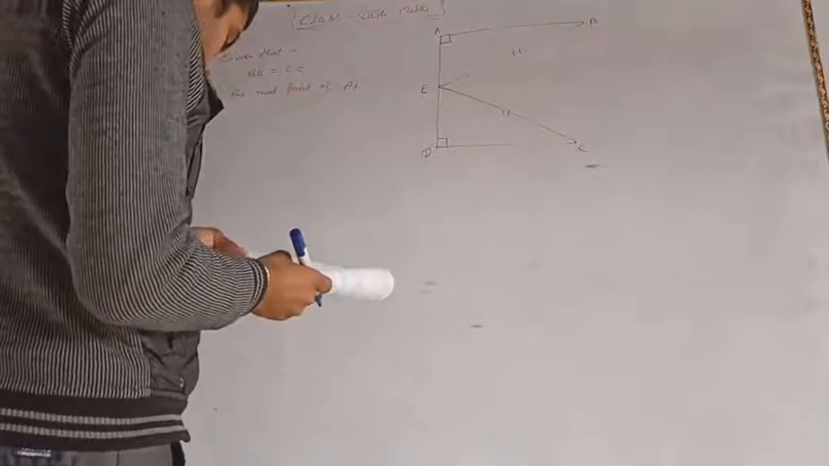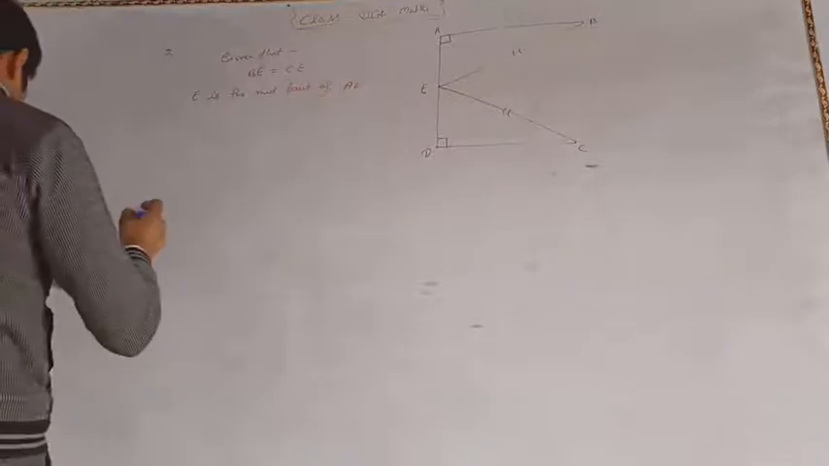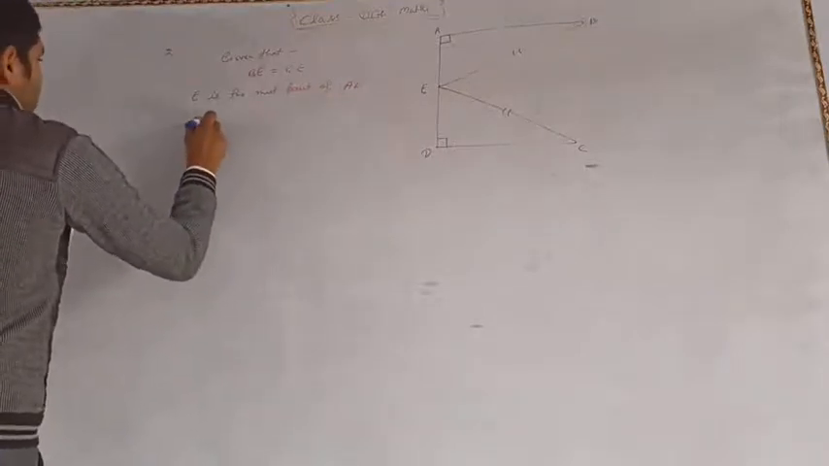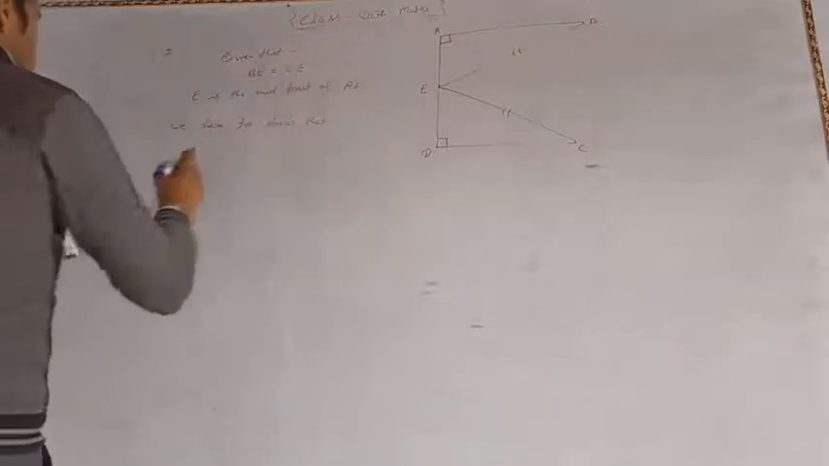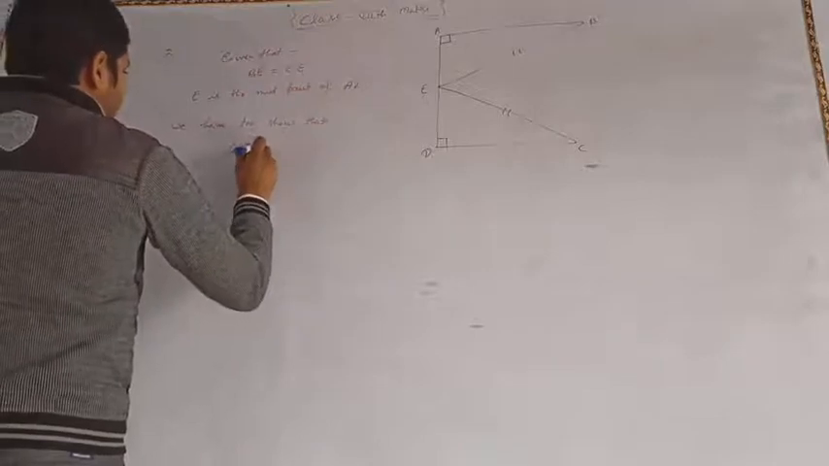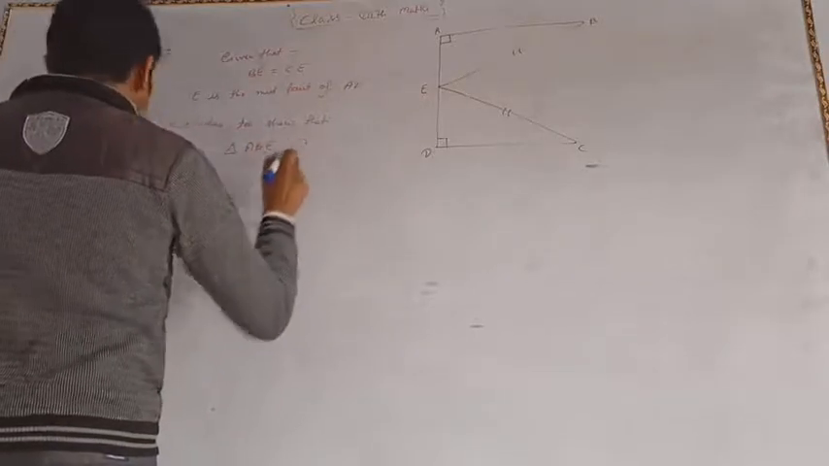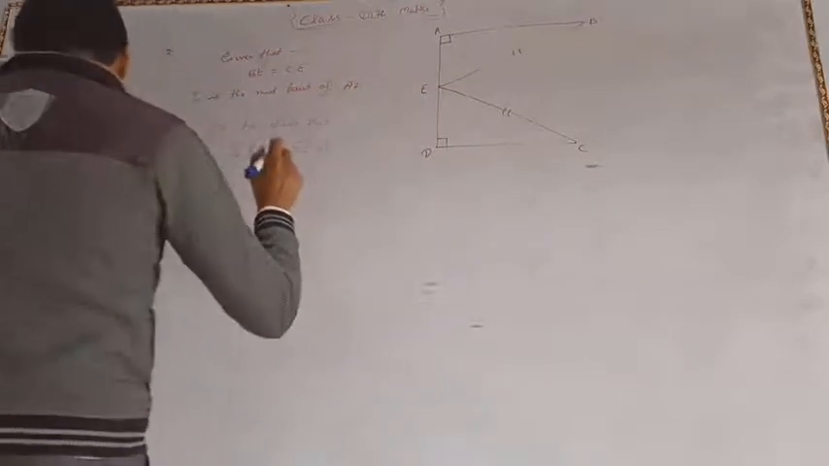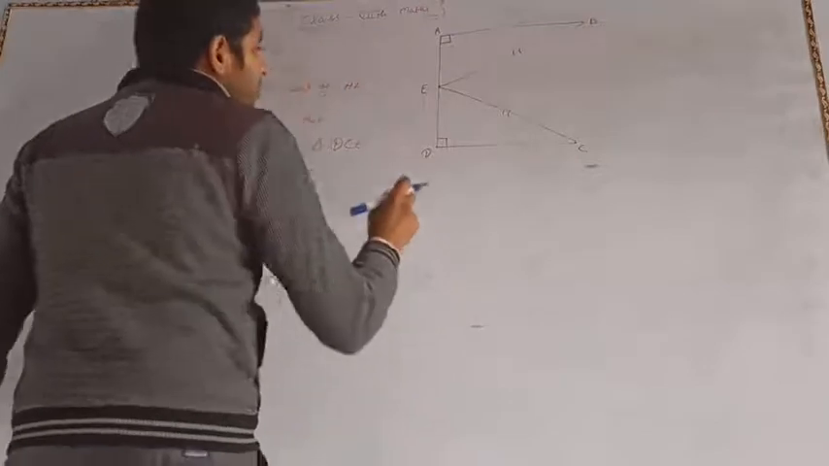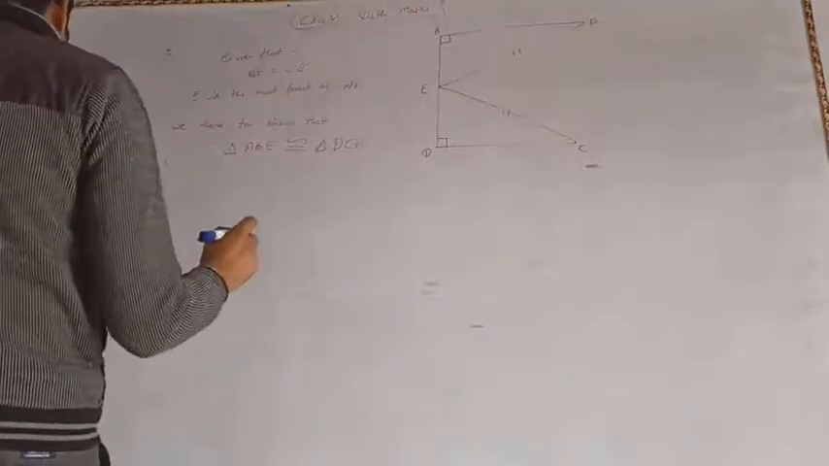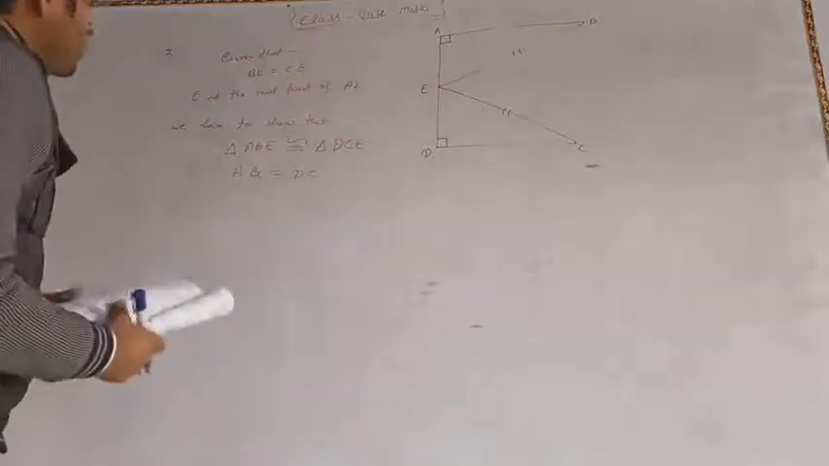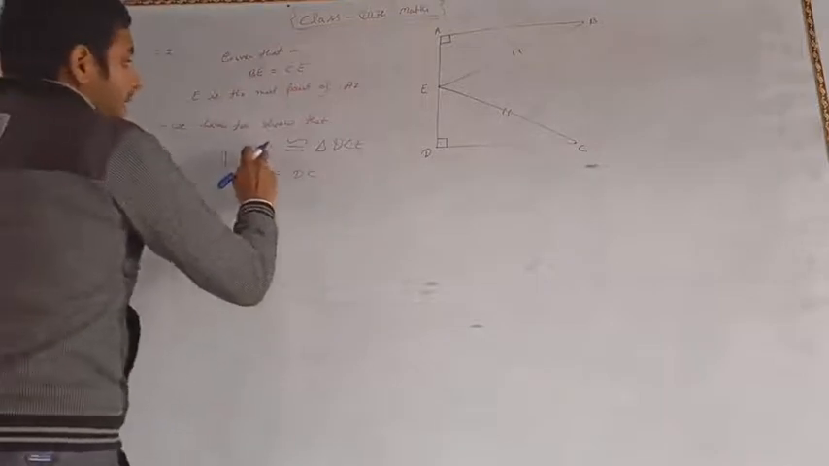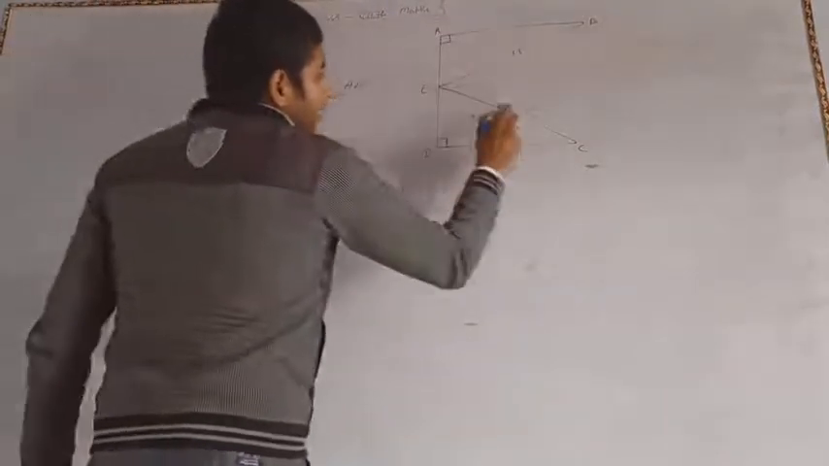If E is the midpoint of AD, then we have to show that triangle ABE is congruent to triangle DCE, and prove that AB is equal to DC.